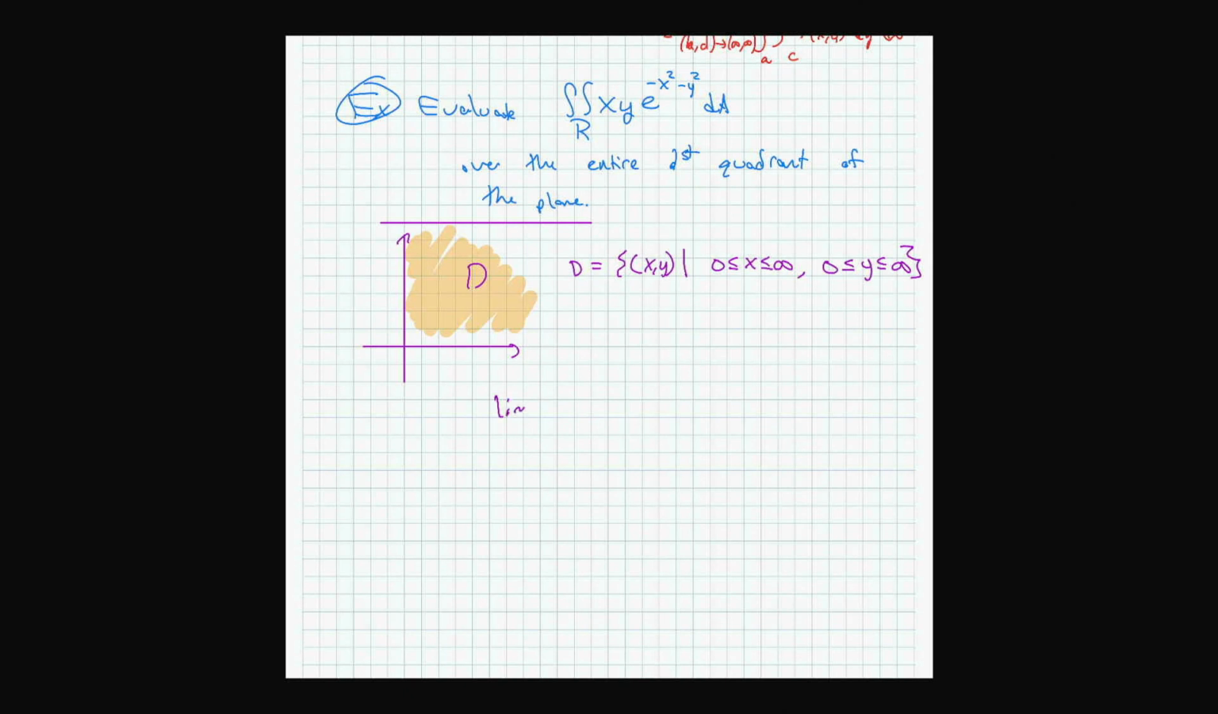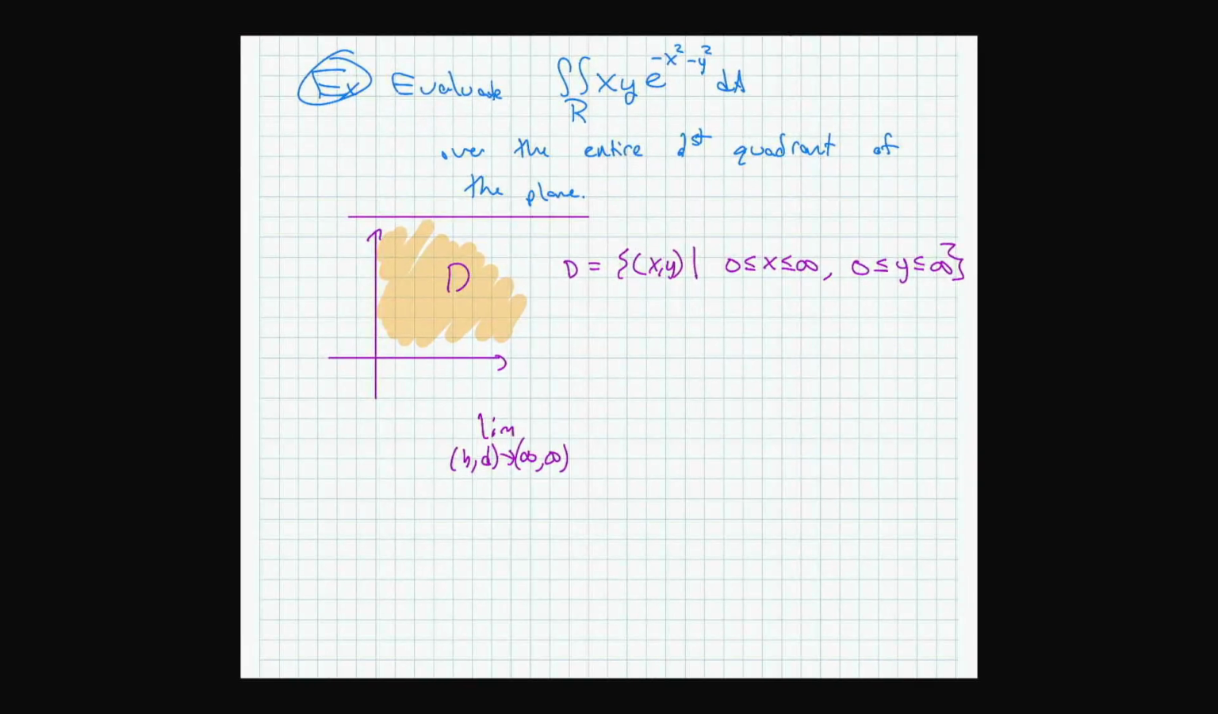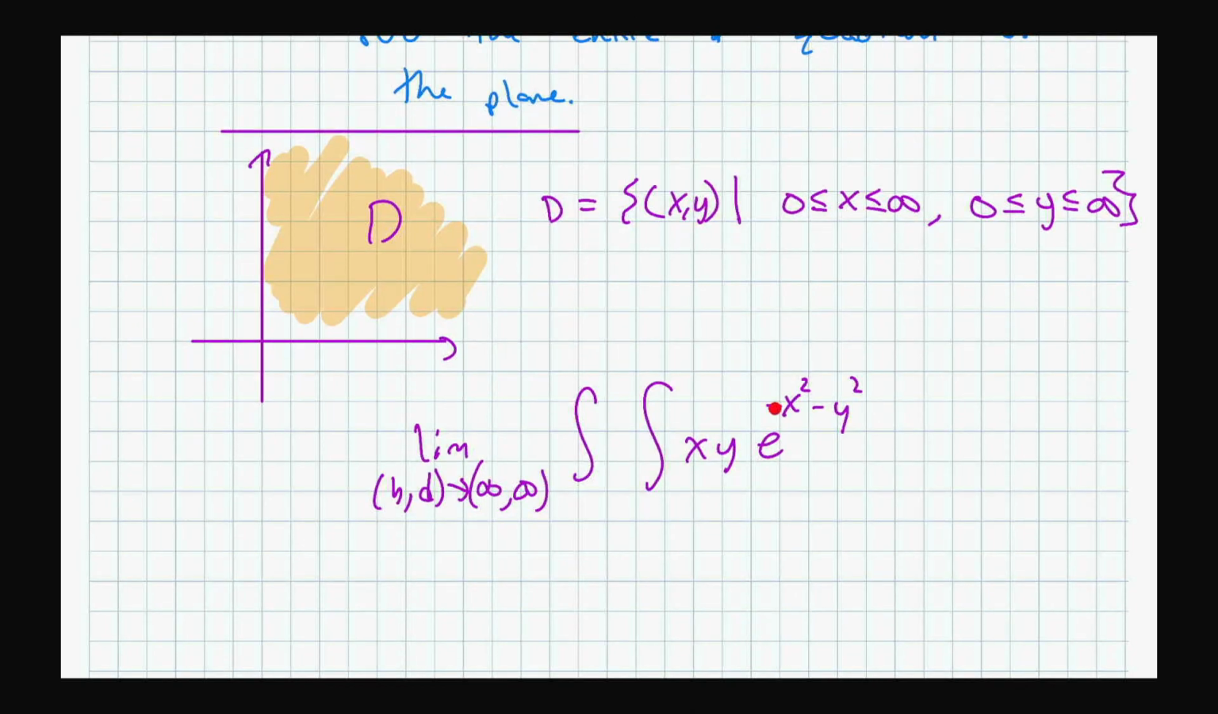Well, it'd be the limit as b and d go to infinity of the integral of xy e to the negative x squared minus y squared. What do we want to do, the x integral or the y integral first? Now, if you look at this carefully, there's no difference between the x variable and the y variable here, right? Negative x squared, negative y squared, same difference. Xy. So there's no reason to prefer one order of integration over the other. So you can do either. Just make sure you use the correct limit.